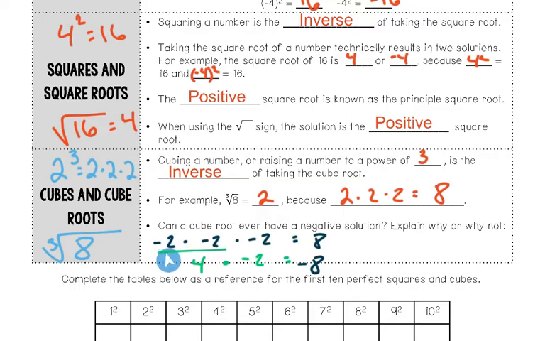If I have a negative answer for a cube root, I know I've done something wrong, because a negative number multiplied by itself 3 times will always have a negative outcome.